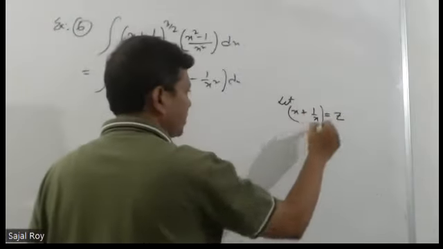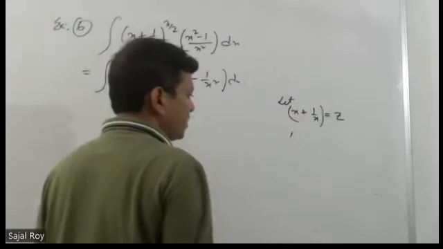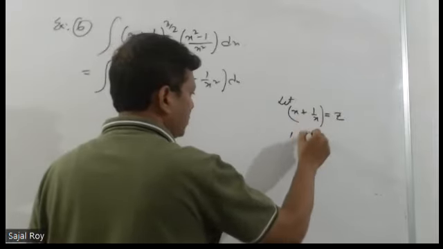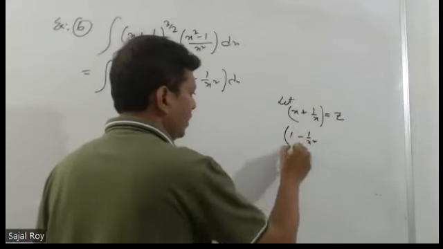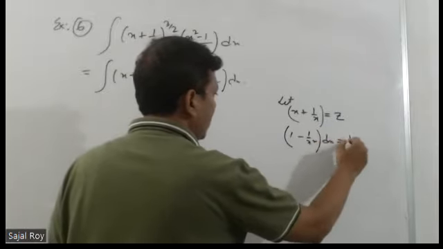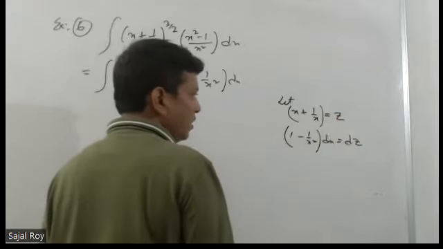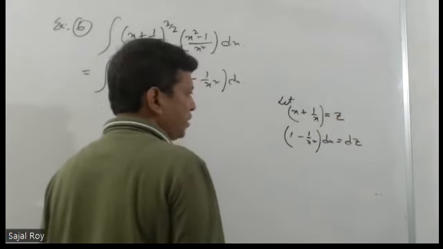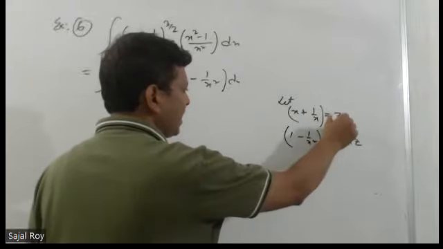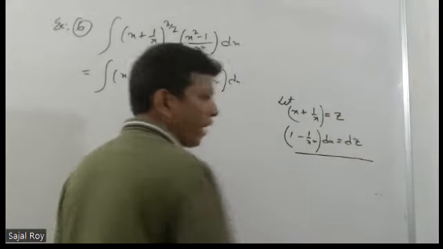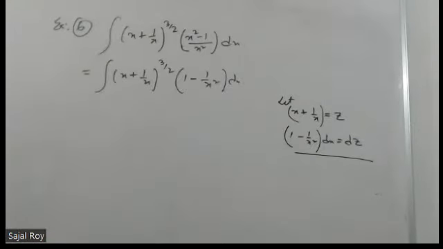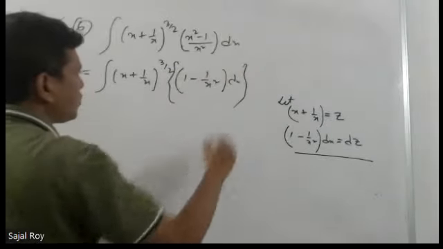So what is the derivative of x plus 1 by x? Derivative of x is 1 and derivative of 1 by x is minus 1 over x square times dx, and that is going to be dz. That means you are differentiating both sides with respect to x, that is dz by dx, and that I am writing in this form. Okay, clear? So you see, this part is your dz.